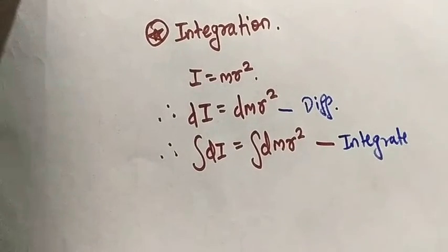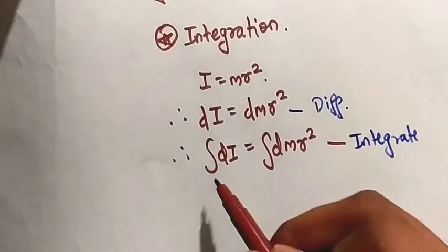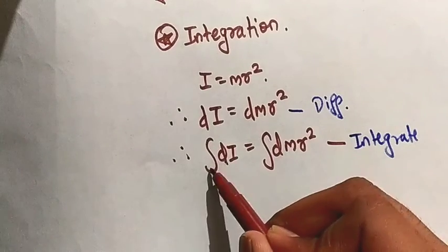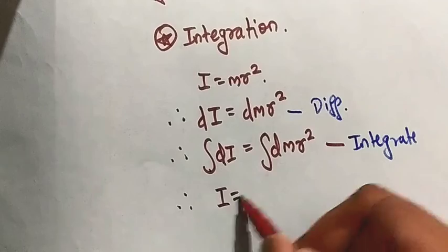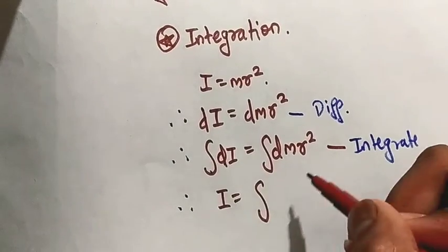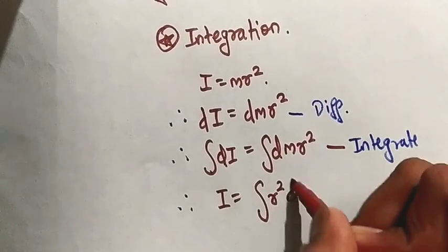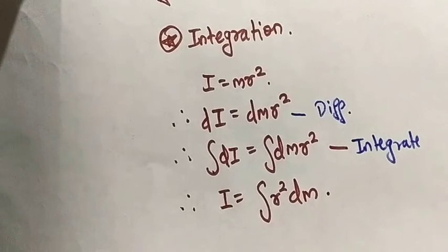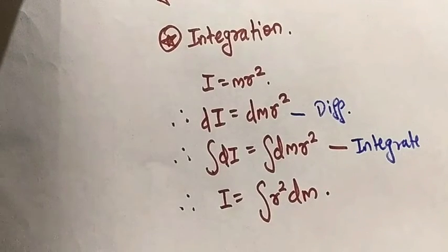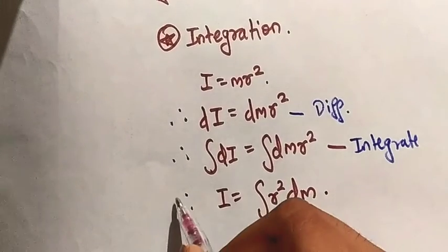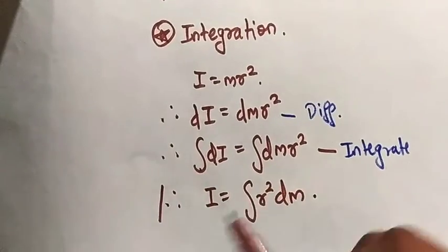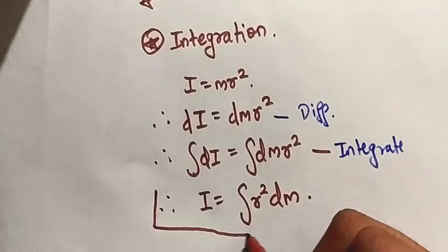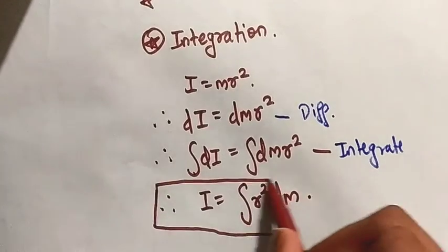Here differentiate, here integrate. We know that differentiation and integration are opposites, so they cancel out and we remain with I. And I write r square first and then dm. And what is this? This is the final formula of moment of inertia for a continuous mass.